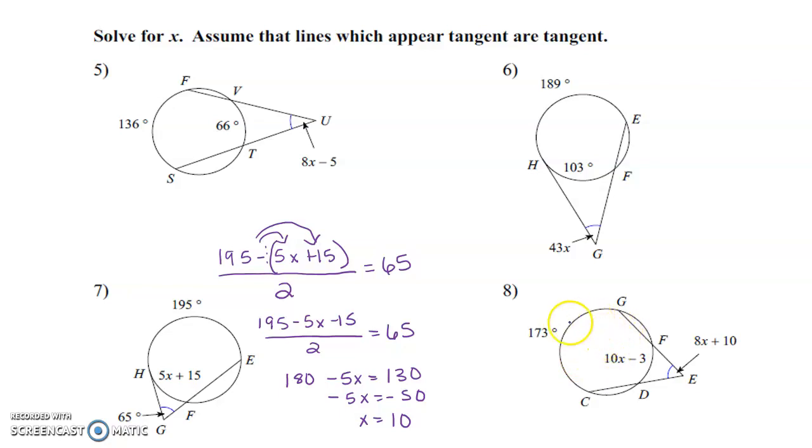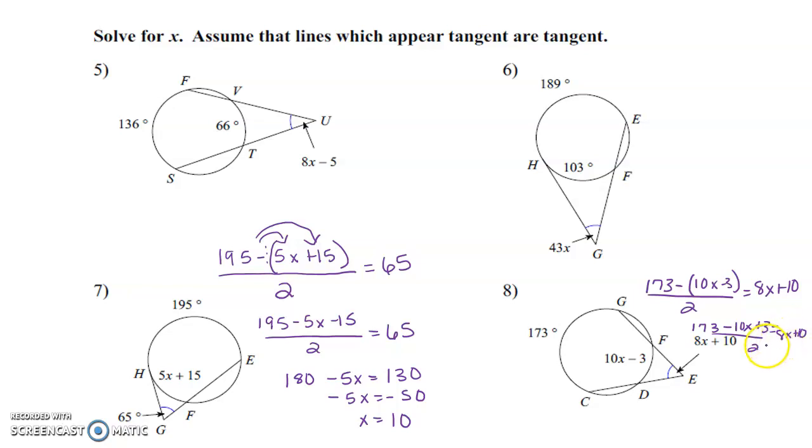Okay, let's do another one like this. Far arc minus near arc equals the angle measure. Now my near arc is two terms, a 10x and a -3. So my far arc minus the entirety of my near arc divided by 2 equals my angle measure. Once again, you have to make sure you distribute. So I'm at 173 minus 10x minus a -3 would be plus 3 divided by 2.